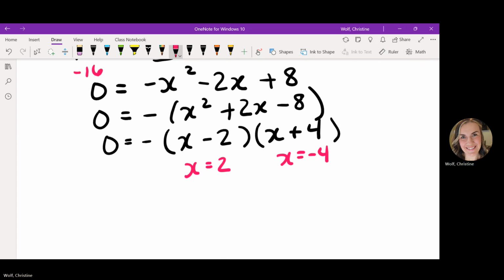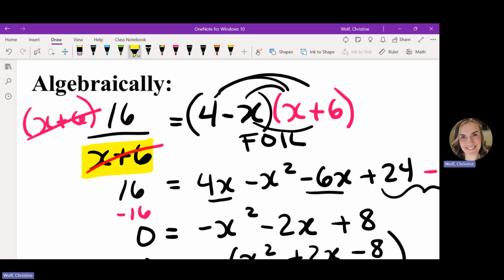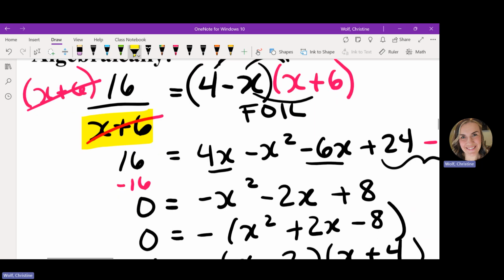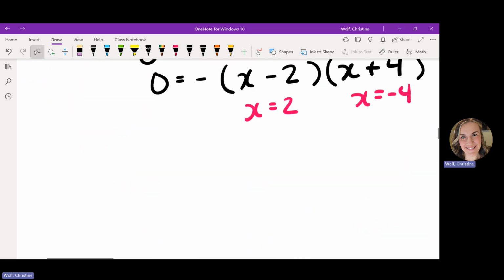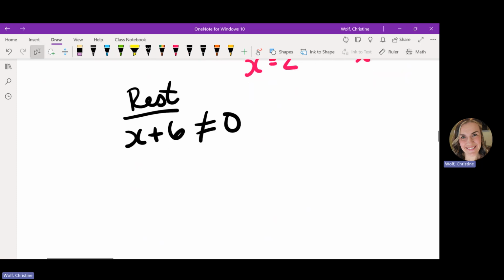Okay. The question also asked us to state restrictions. The restrictions come from the denominator always, because you cannot divide by 0. So x would not be allowed to be negative 6. The way I show that is I take my denominator and say that it is not allowed to be 0. And so I transfer the 6 over, and there's your restriction. x is not allowed to be -6.